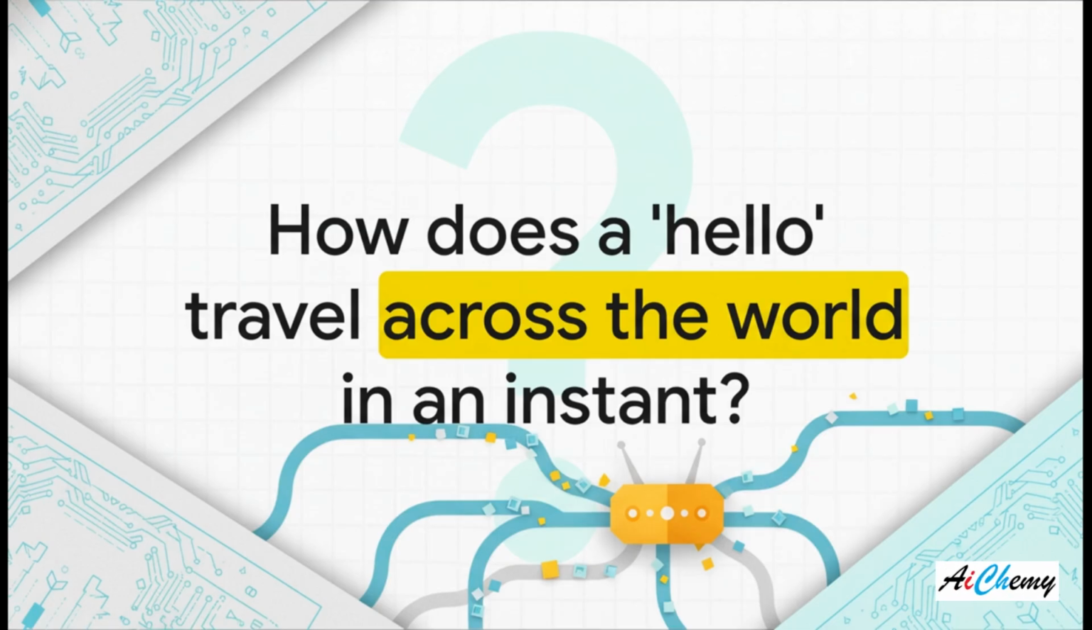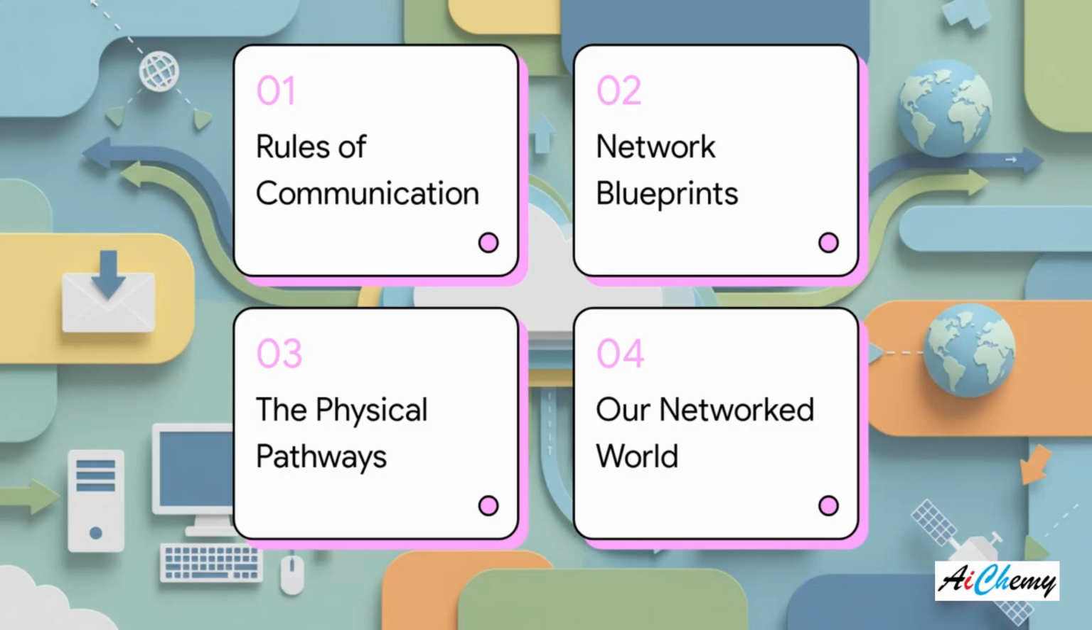all happen. So, here's our game plan. We're going to build this thing from the ground up. First, we'll cover the grammar that devices use to talk to each other. Then, we'll explore the different city plans or blueprints for connecting them. After that, we'll look at the actual physical highways that data travels on. And finally, we'll see how it all comes together to create the connected world we live in.